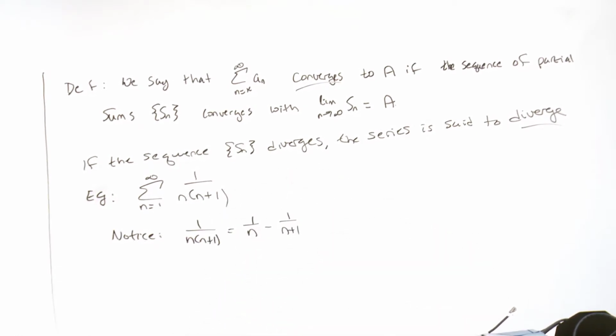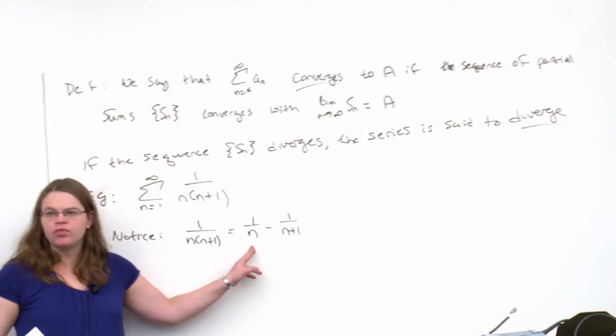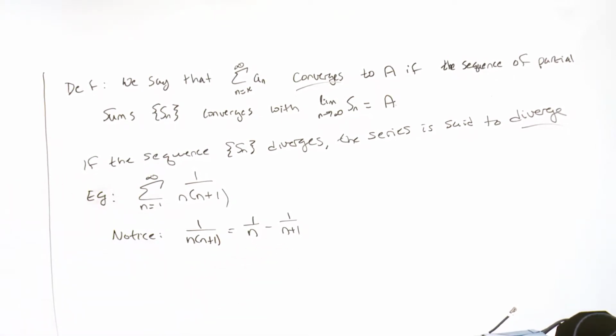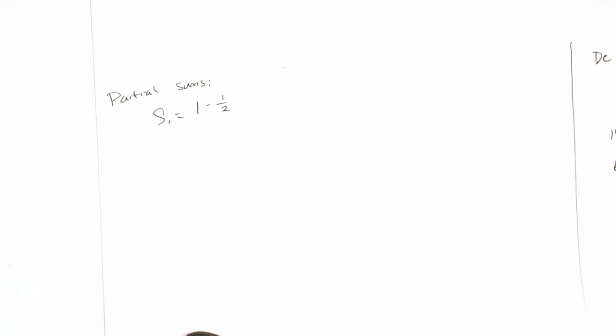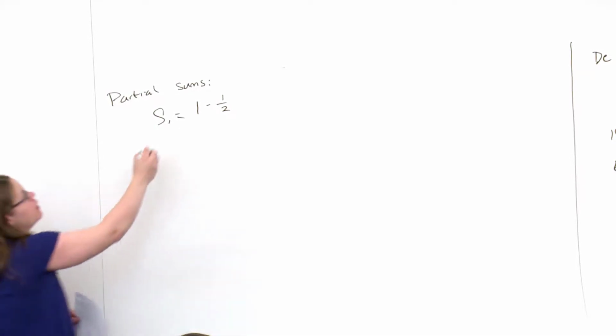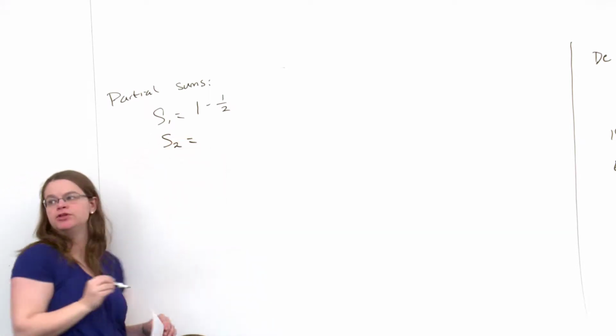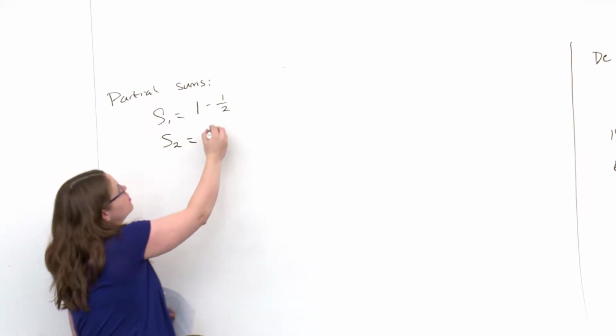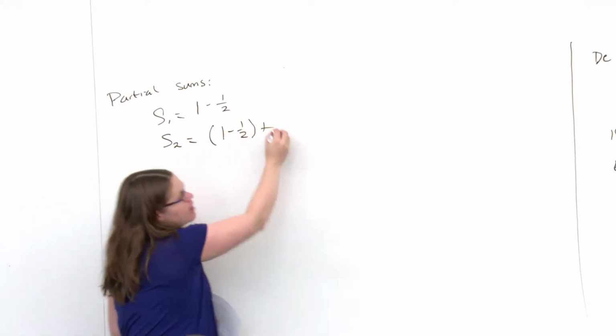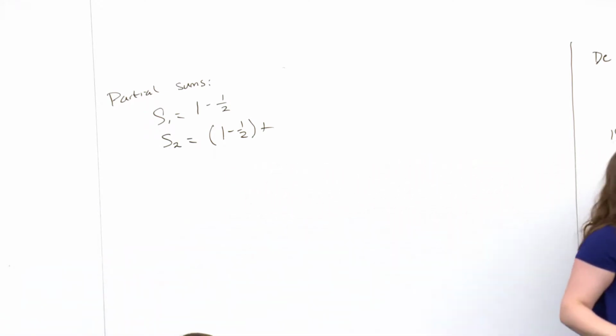Okay, so here are the partial sums. We'll write down a few of them. S1, we just write down the first term, the n equals 1 term. So that's 1 minus a half. Partial sum number 2, we write down the first term plus the next term. So we're going to have 1 minus a half plus the n equals 2 term. That's a half minus a third.